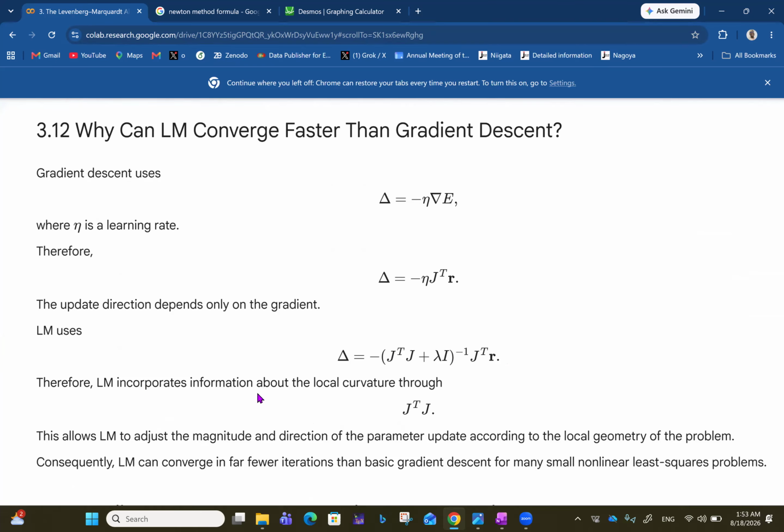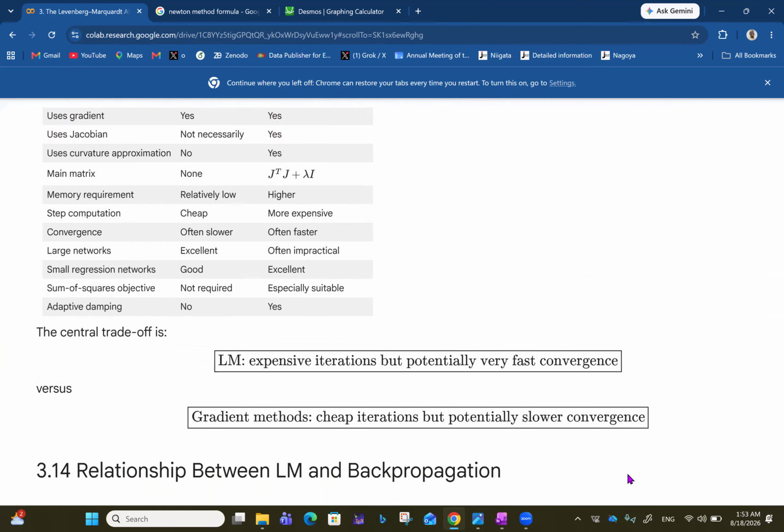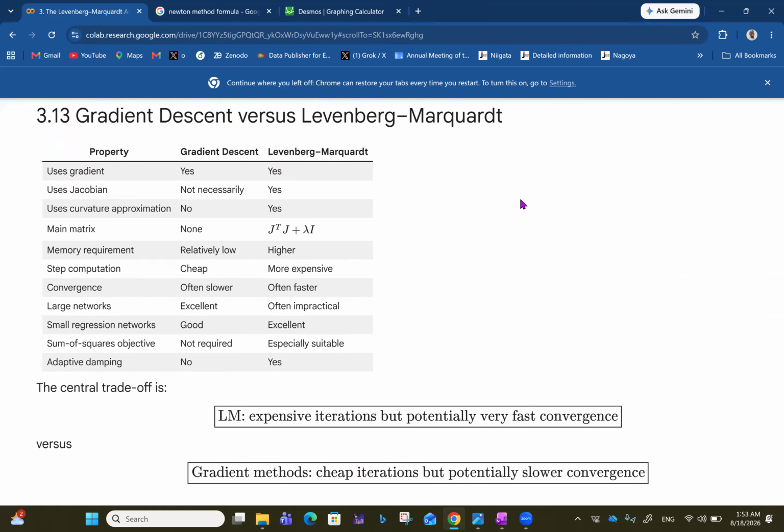Therefore, Levenberg-Marquardt incorporates information about the local curvature through J transpose J. So this allows LM to adjust the magnitude and direction of the parameter updates according to the geometry of the problem. Consequently, LM can converge in far fewer iterations than basic gradient descent for many small nonlinear least squares problems. So the problems have to be small enough. So, gradient descent versus Levenberg-Marquardt.